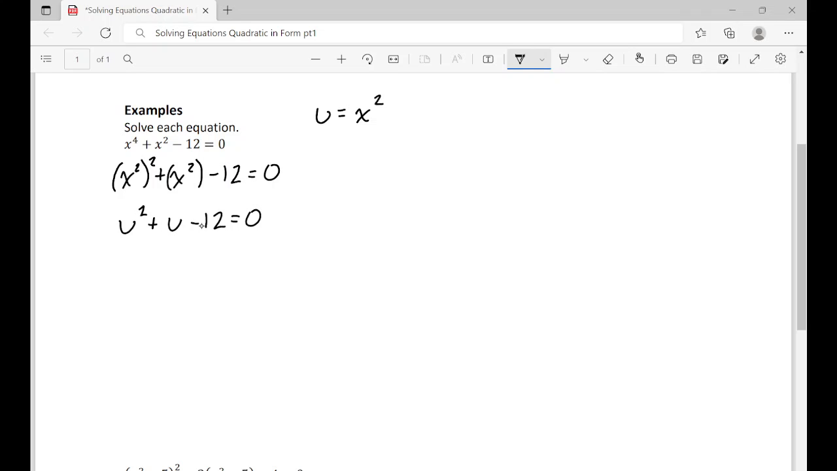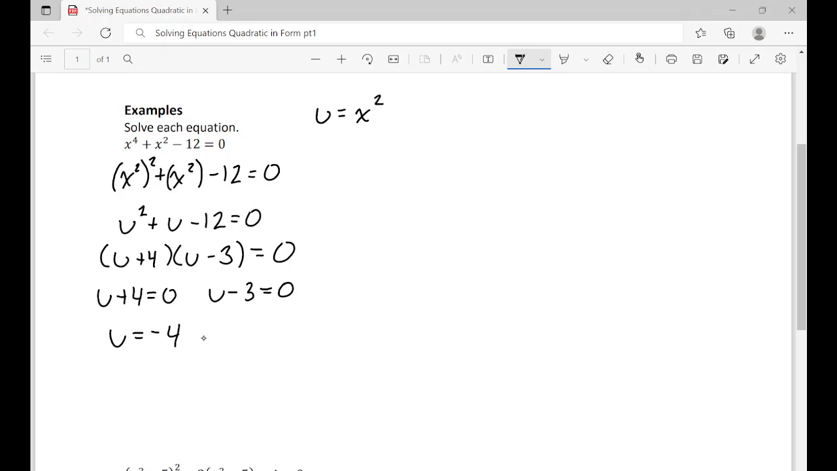Now I can just solve normally. Complete the square, quadratic formula, factoring, whichever you prefer. I prefer factoring, so it's what I'm going to do. So I'm going to get two parentheses, and it's going to be u plus 4 and u minus 3 as the factors. And set each one individually equal to 0, so u plus 4 equals 0, u minus 3 equals 0. So u is going to equal negative 4, and u is going to equal positive 3. So here are my answers.